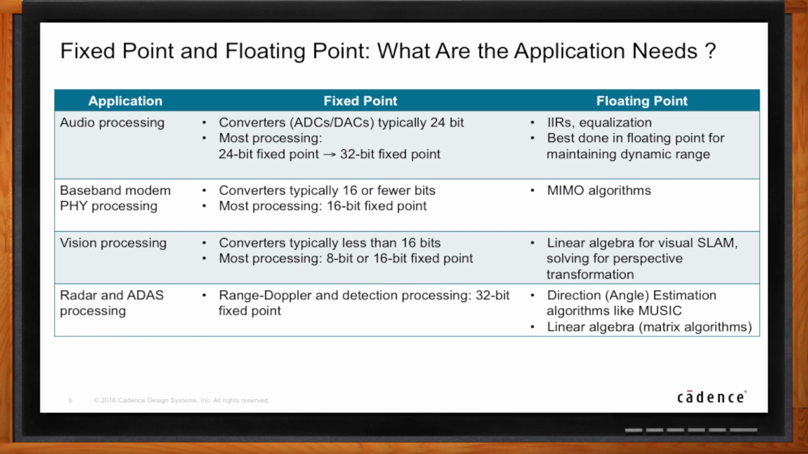In audio processing, the converters, the ADCs and the DACs, are typically 24-bit. They may go higher, but that's the kind of range of the converters which gives an audio signal whose noise floor is so low that it's not audible. When you have such a signal coming in, it's natural to use 24-bit or 32-bit fixed point processing for the audio signal. However, there are some algorithms like IIR filters and room equalization, loudspeaker equalization. These algorithms are best done in floating point because they need higher dynamic range in their internal data representation.